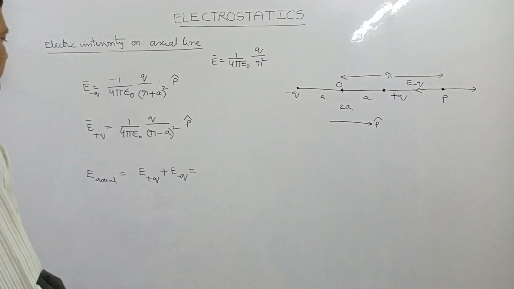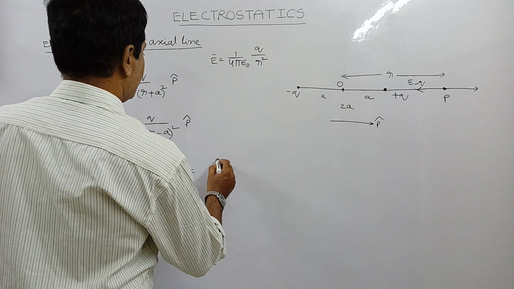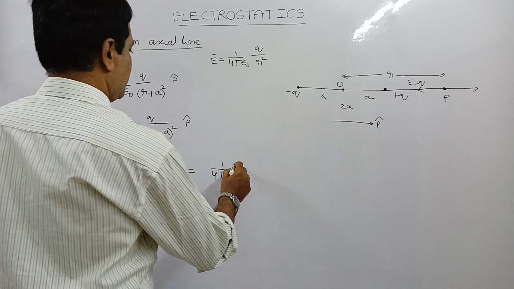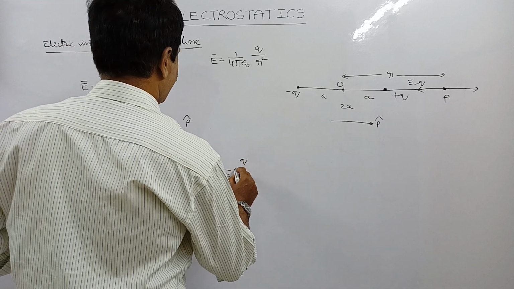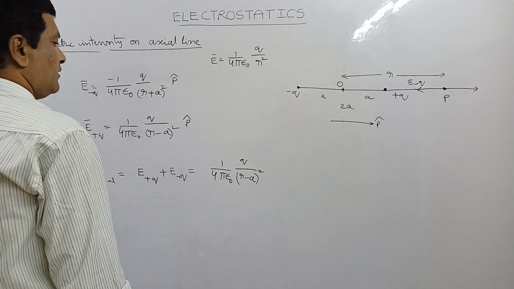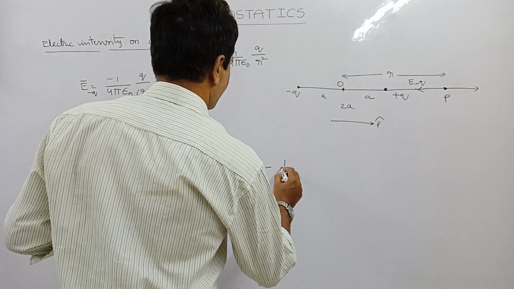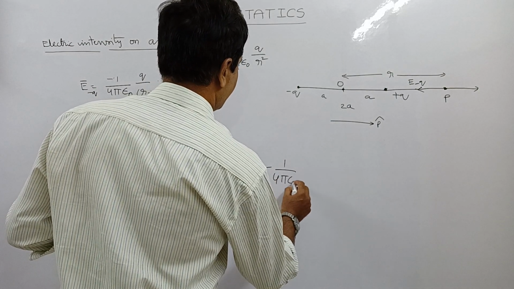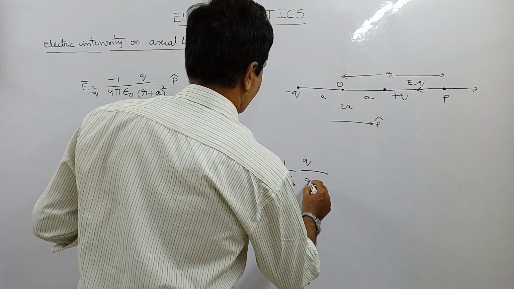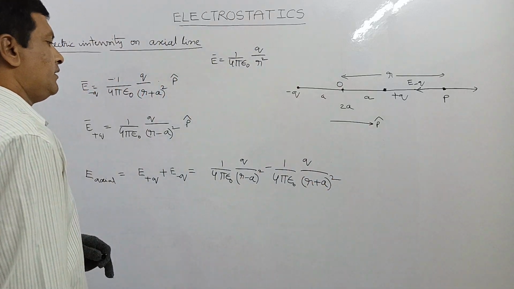So this can be written as 1 by 4 pi epsilon naught into q by r minus a whole square, plus, here there is minus, right? That's why we write minus 1 by 4 pi epsilon naught q by r plus a whole square.